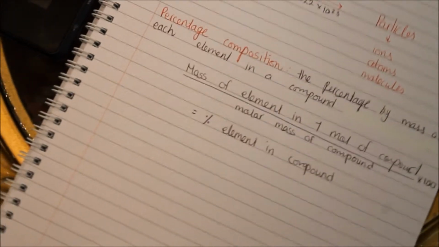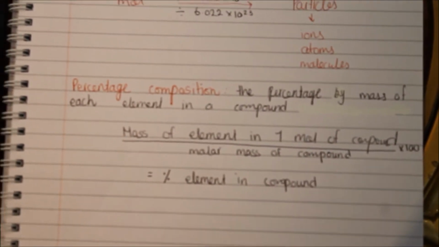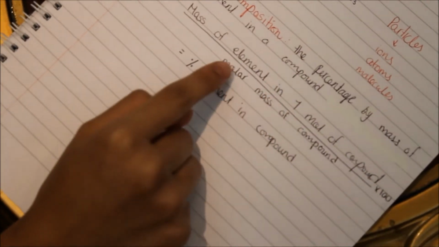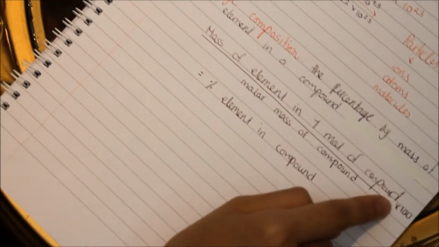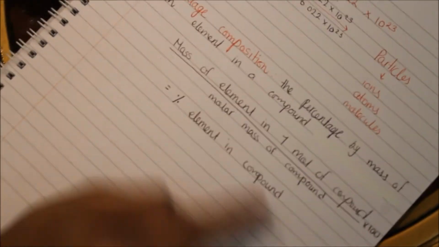Percentage composition. The percentage by mass of each element in a compound. The formula is mass of element in 1 mole of a compound over molar mass of compound. Multiply it by 100. The answer would be the percentage of the element in a compound.